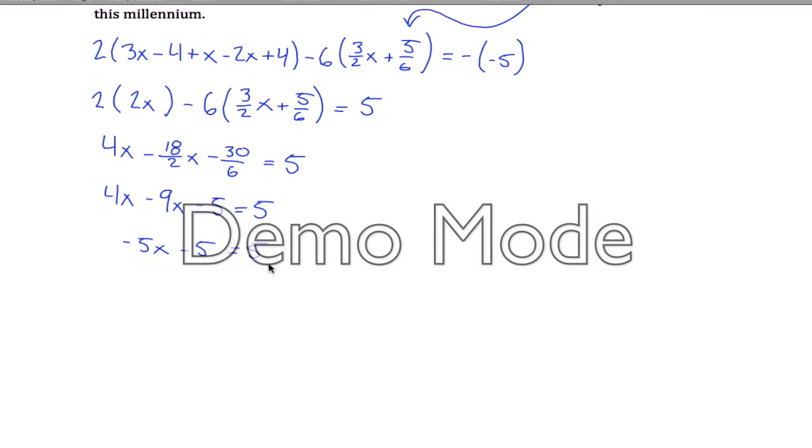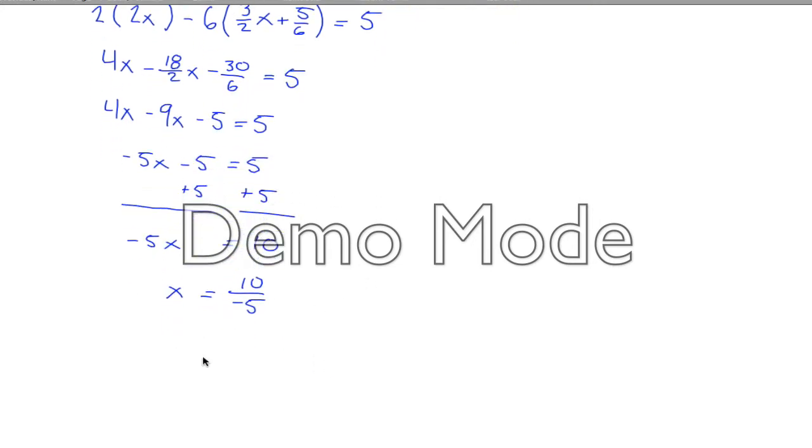And now what we want to do is get x all by itself. So if we add 5 to both sides of this equation, what we get is just negative 5x on this side and 10 on this side. And now if you divide both sides by negative 5, you get x equals 10 over negative 5, because we just have 1x over here and 10 over negative 5 on this side. And if you reduce 10 over negative 5, you end up with negative 2. You could write 10 as 5 times 2, and then we got a negative number.